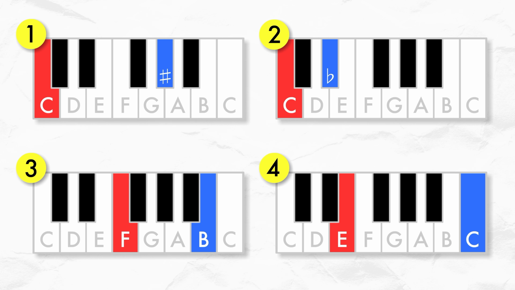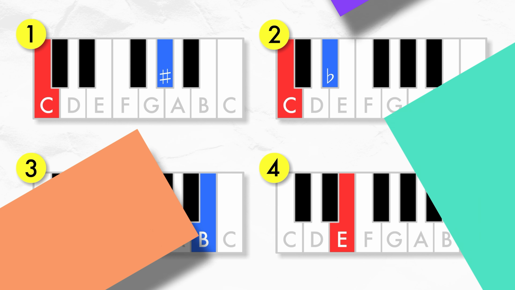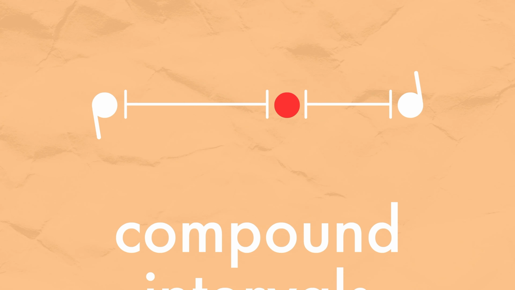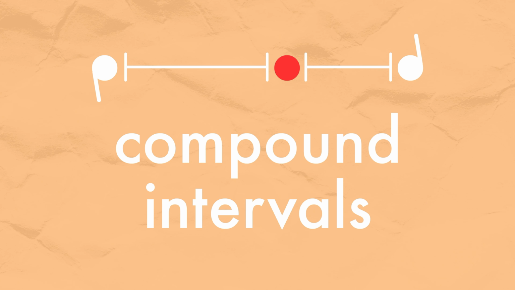Now I'm gonna try and preemptively answer 3 questions that you might have. What happens if an interval is larger than an octave? These intervals are called compound intervals, and they're pretty simple to define.